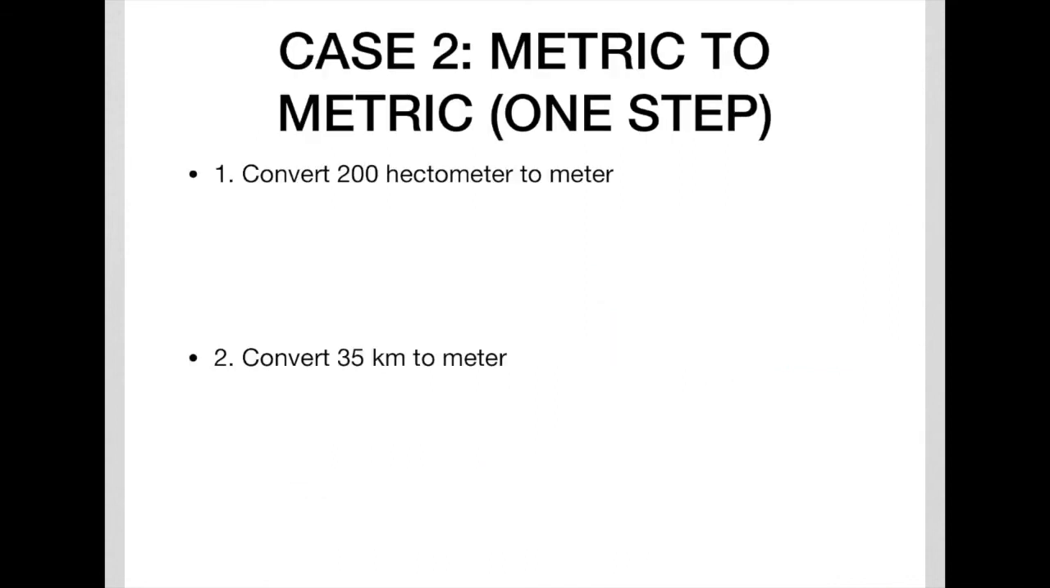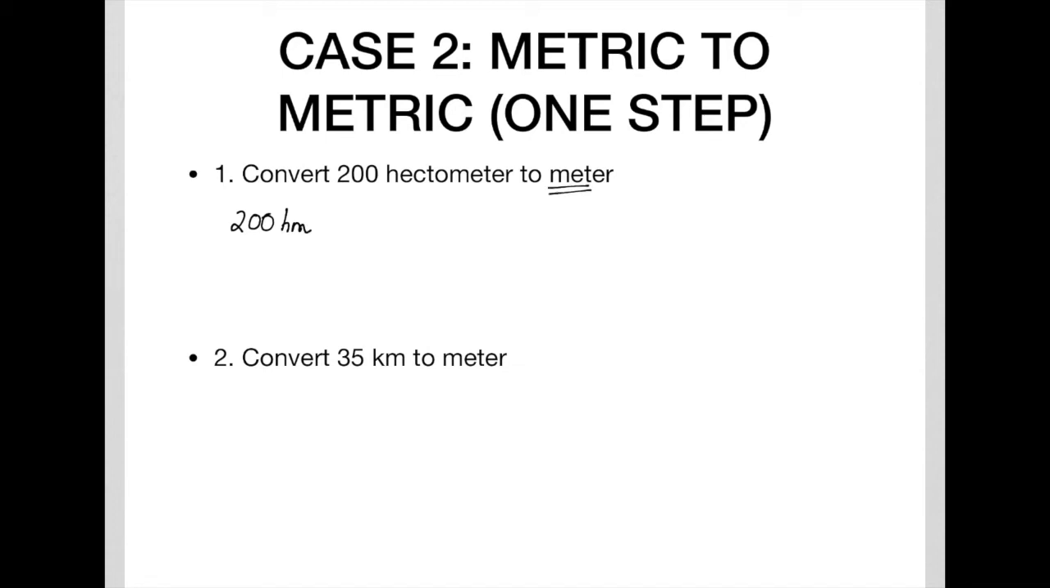Okay, this time let's go directly to our sample problem. Case 2, metric to metric, 1 step. Later we have case number 3 in the next video. So, convert 200 hectometer to meter. Now, what are we going to do? The first thing we need to do is simply write the given. We have here 200 hectometer, and I want to convert it into meter.